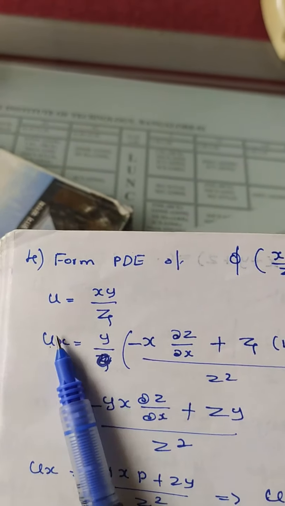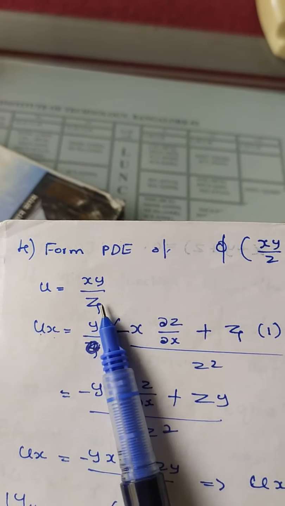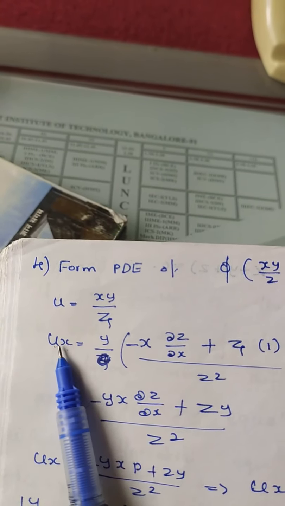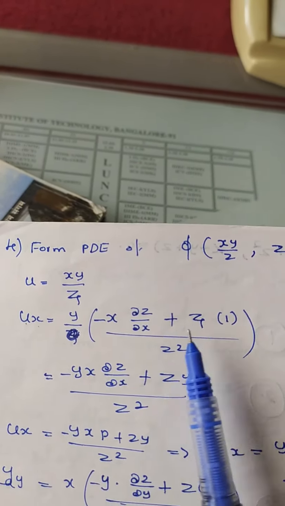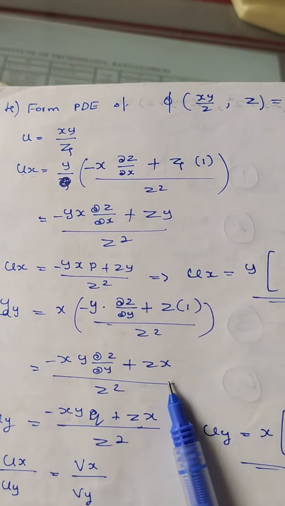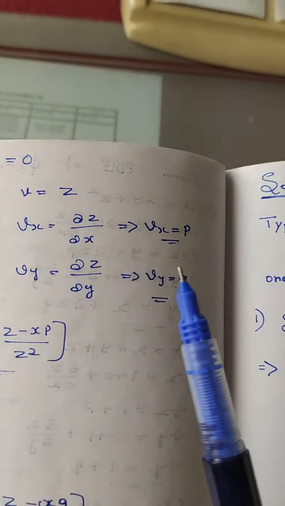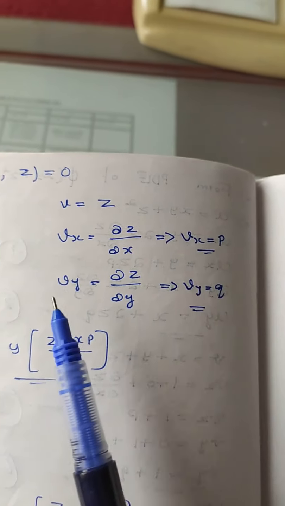This is a very important problem. U is xy by z. Z is in the denominator. You have to use the quotient rule. Okay. Find ux. Find uy. You have to use both the quotient and product rule in this case. Vx. Vy.